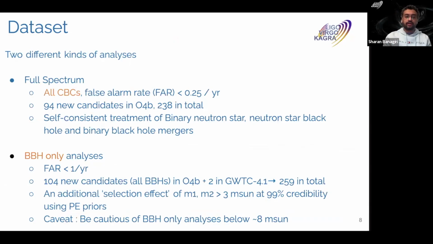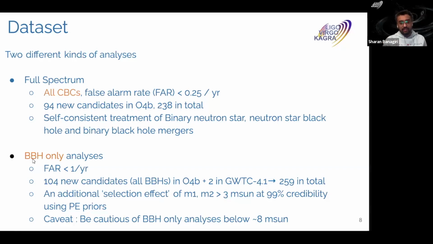So in this paper, we perform two different kinds of analyses. The first are called full spectrum analyses, where we look at all CBCs. So all CBCs are compact object mergers, so all binary neutron stars, binary black holes, neutron star black holes. We throw all of them in the same bucket and self-consistently try to understand the distribution of all of these merging objects put together. The second set of analyses look only at binary black hole mergers, that's BBH.